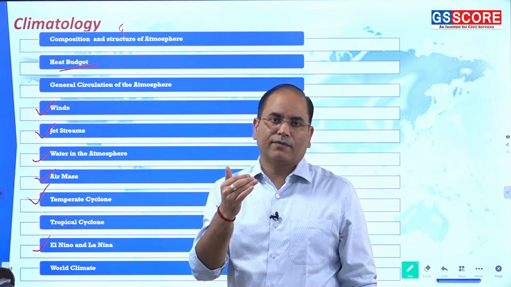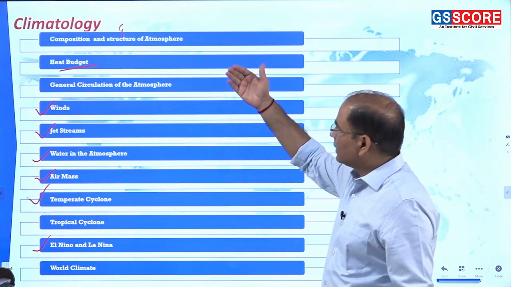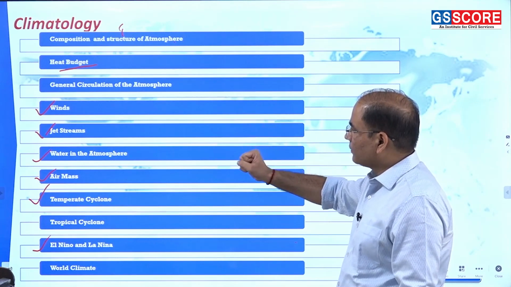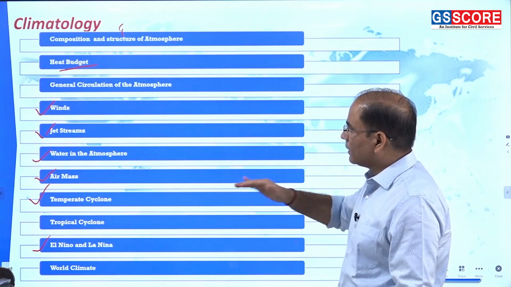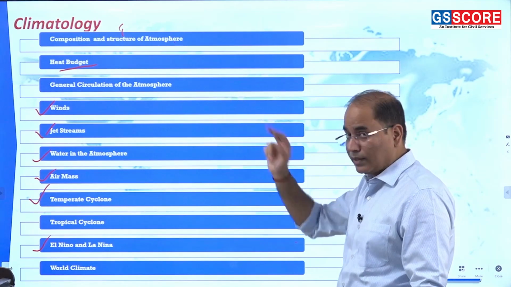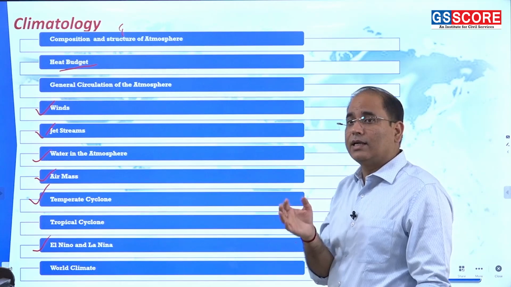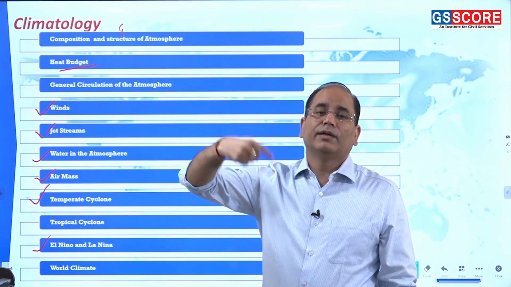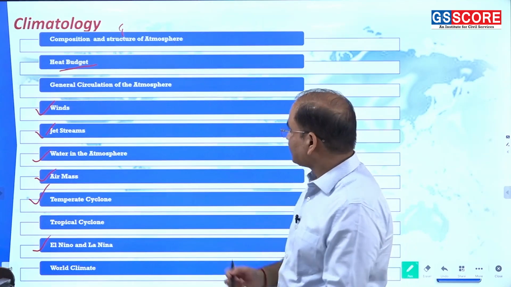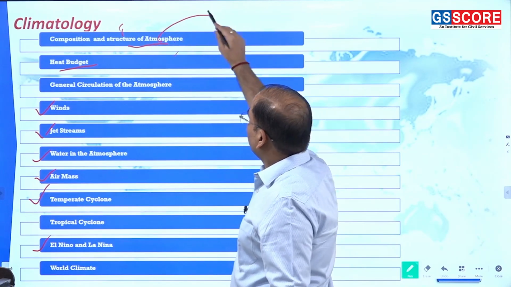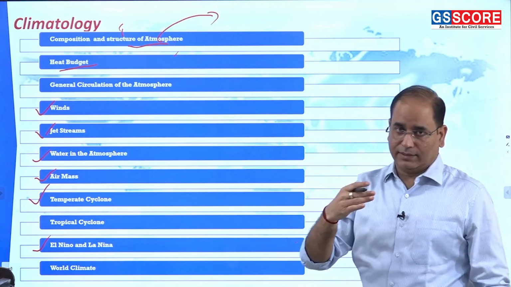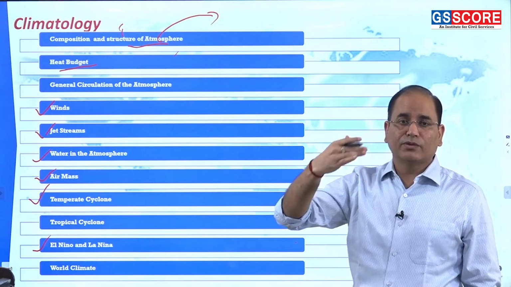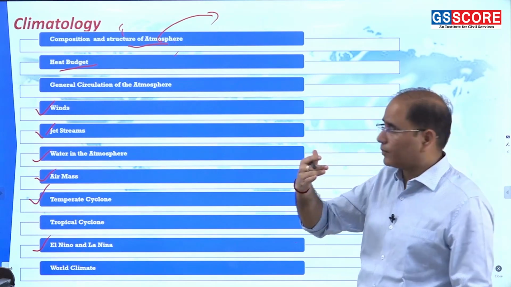It will be part of general composition, it will also be associated with the structure of atmosphere, it will also be associated with the tropical cyclone, it will also be associated with the wind. So there are a few topics that are not associated with only one topic, but they will have different consequences. Like in the structure of atmosphere, we have troposphere, then we have stratosphere, then we have mesosphere, then we have exosphere.